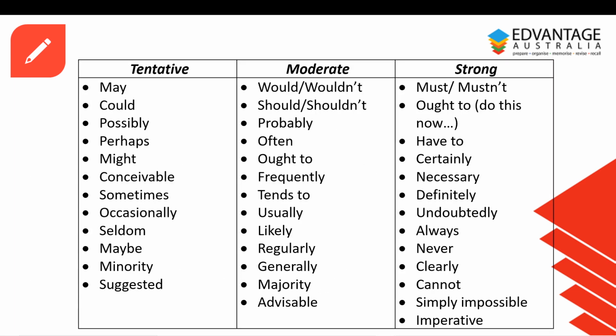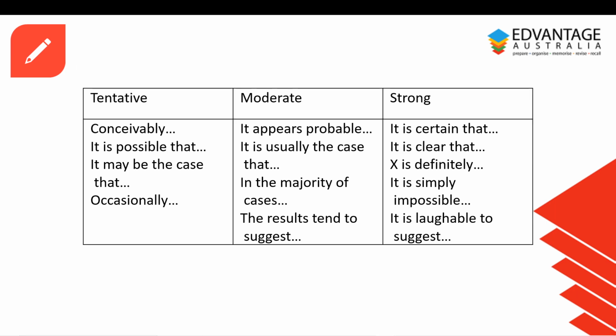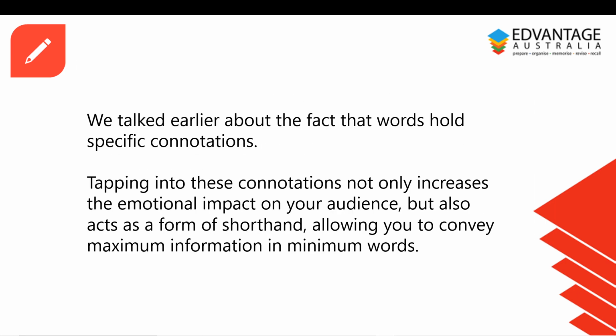All right, so here's a list of words that range in terms of modality. So you're trying to use the words from the strongest column. So we talked earlier as well about the fact that words hold specific connotations. So tapping into these connotations not only increases the emotional impact on your audience, but it also acts as a form of shorthand, allowing you to convey maximum information in minimum words.